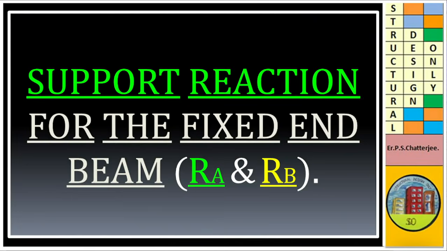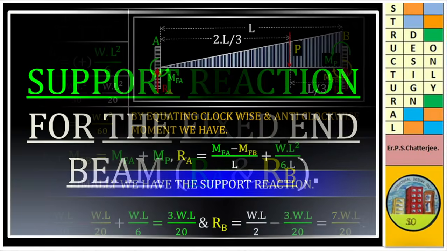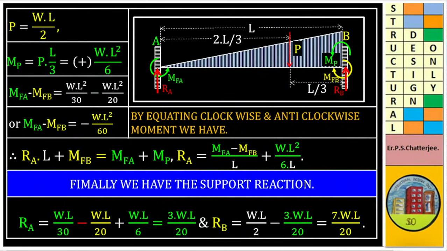Support reaction for the fixed end beam, RA and RB. Total load P is equal to W into L by 2. MP, the moment due to load P, is equal to P into L by 3, which is equal to W L square by 6. It is anti-clockwise, so it will be positive.